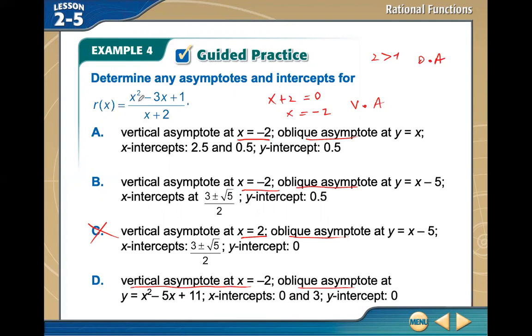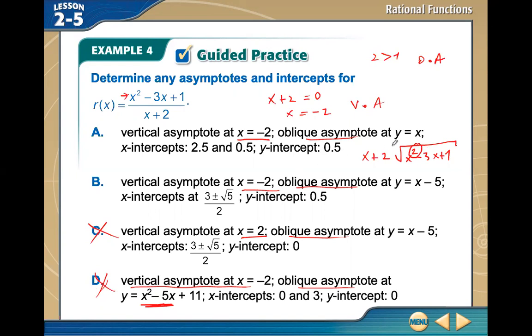Why? Be careful, dear ladies. When we divide x squared minus three x plus one by x plus two, the quotient must always be of lower degree than our dividend, our numerator. But here, the quotient is x squared minus five x. So eliminate this directly. Am I clear about what I mean? When we make a division, if the numerator is second degree, the quotient must be at most first degree. So this is second degree, eliminate directly.